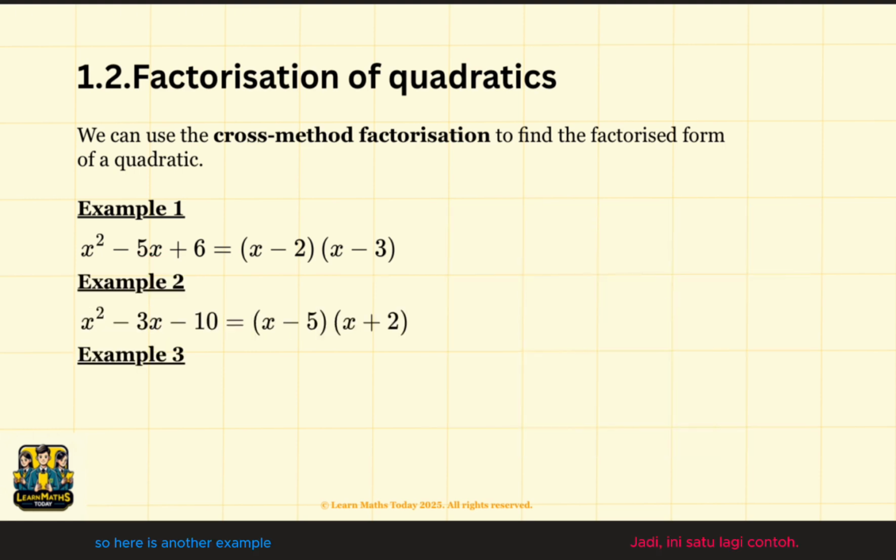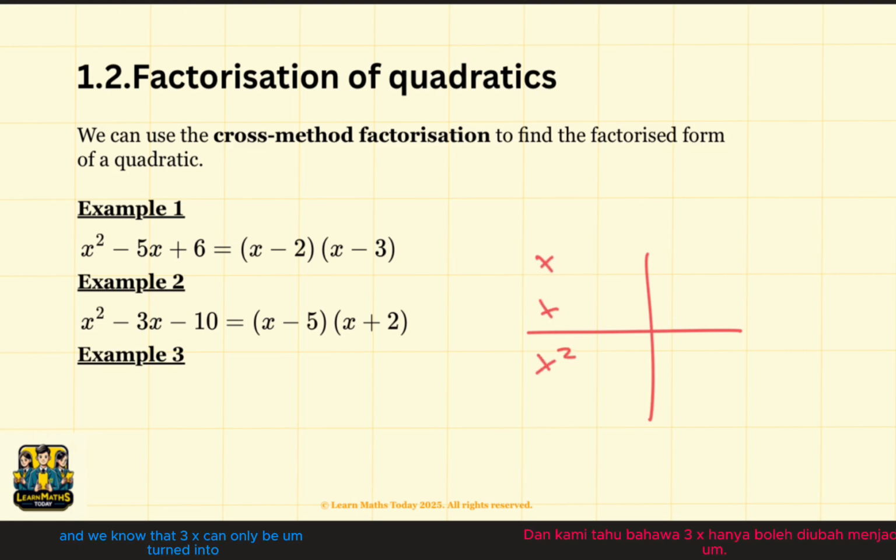So here is another example of a quadratic that can be factorized using cross-method factorization. You can try it out for yourself. Now you can see that if we draw it like here, and we know that the 10 can only be turned into 5 times 2 or 1 times 10. So you see which one makes more sense. Usually it would be 5 and 2, which would give you 10.